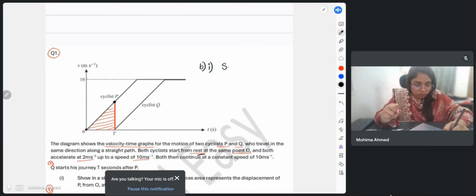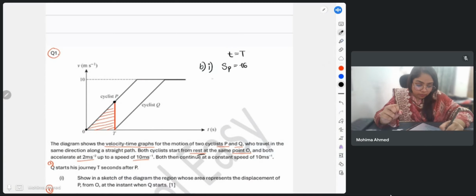I already know that SP, by this time, when time is equal to capital T seconds, has traveled 16 meters. I'm going to break down SP using the equation S equals UT plus half AT squared. So it's going to be UT plus half AT squared equals 16. And obviously this UT is going to be 0 because the value of initial velocity was 0.